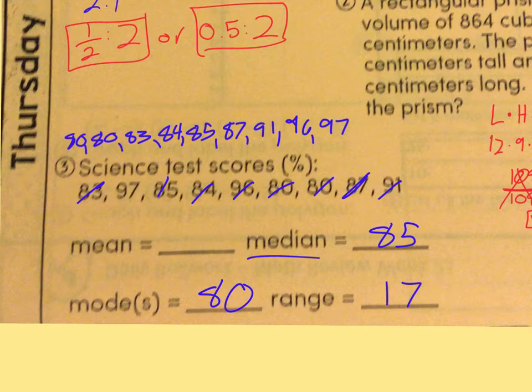And we get the mean of 87. Is this a good set of data? Well, our median was here, and our mean was right here. So yeah, we have some good data here that shows a good representation of a sample. So anyway, there's your bell work.